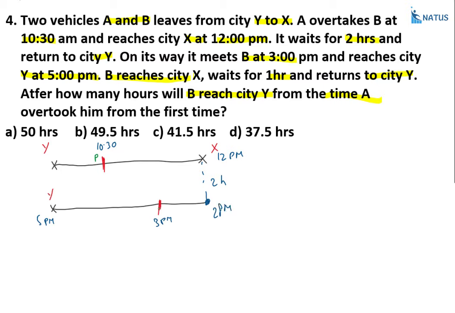Now, how much time is taken to cover this distance by A? So that is 1 hour, or not? Now, these two meet at this point, A and B. Let us take this point as Q. And the time required for A to complete this distance is equal to 1 hour. And this is also equal to 1 hour, right?